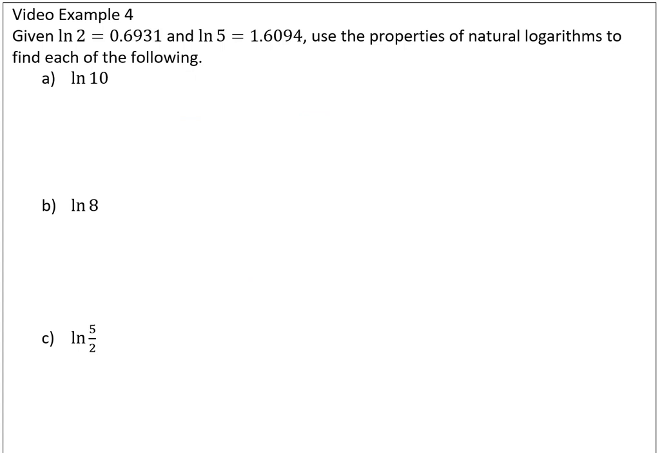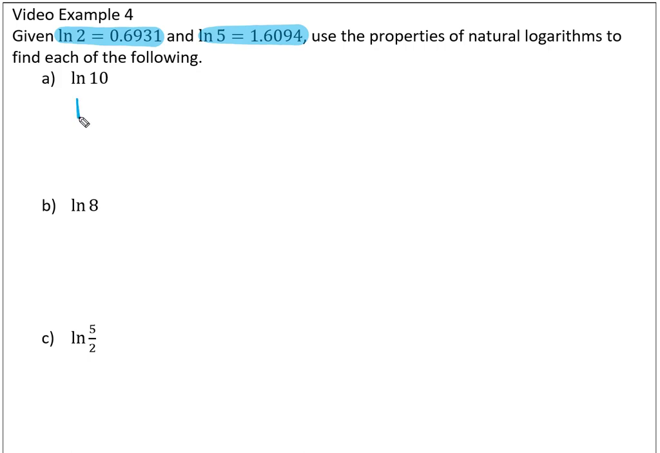For video example 4, we were given 2 natural log values. That is, we're given ln of 2 and ln of 5. And then it says to use the properties of natural logarithms to find each of the following. Notice that each of the following involves numbers that are multiples or factors of 2 and 5. And so if we could take these numbers and rewrite them in terms of 2 and 5 using the rules of logarithms, then we can evaluate these.